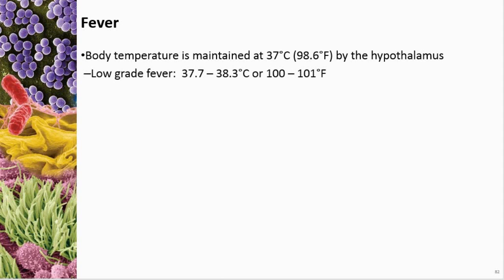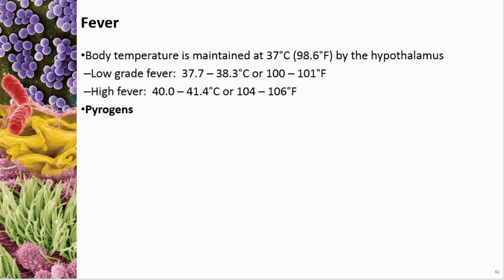So a low-grade fever is 100 to 101. Up to 100 is considered to be normal. Some people have normally lower body temperatures. Mine usually runs around 97. Other people's runs naturally a little bit hotter. So a good average is 98.6. But a low-grade fever, 100 to 101. High fever, 104 to 106 Fahrenheit.